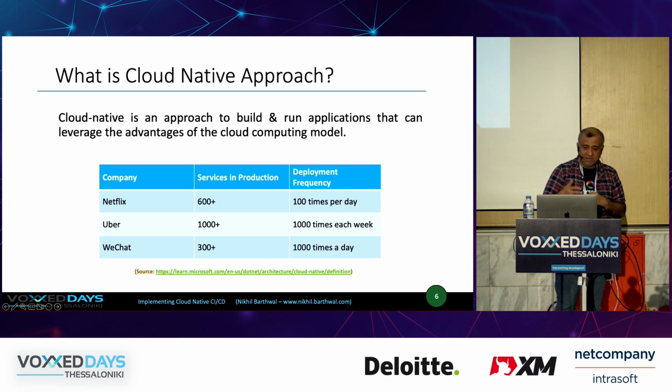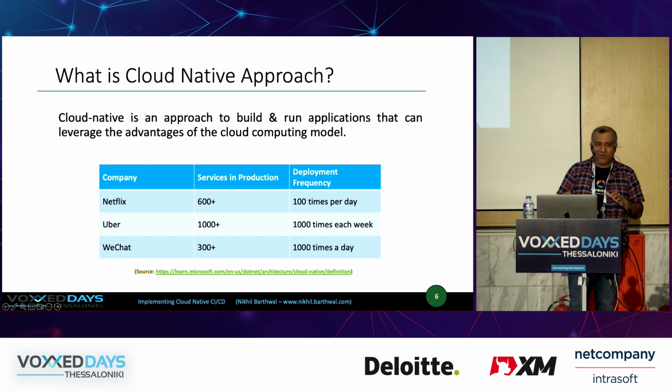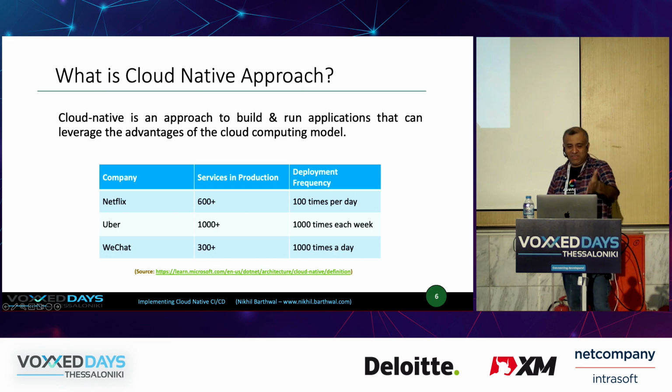If you look at these numbers, Netflix uses 600 microservices. Uber, at one point of time, had 7,000 microservices until they realized they had too much fragmentation and then started consolidating. I don't know what the final figure is, but it still runs into 1,000. And WeChat, you are deploying, I don't know how many times a day or week. It's an environment where things change very frequently. You have many services, and you deploy very quickly.